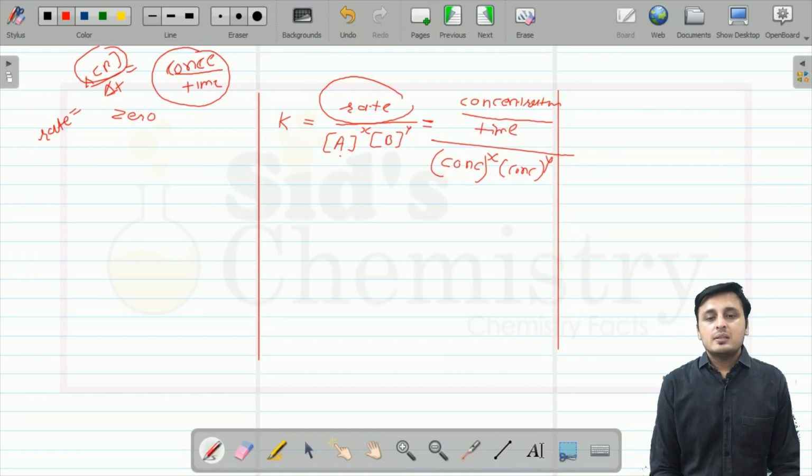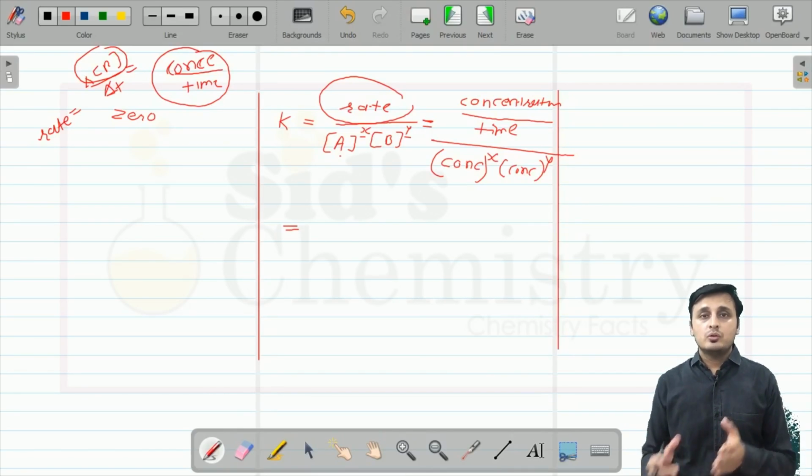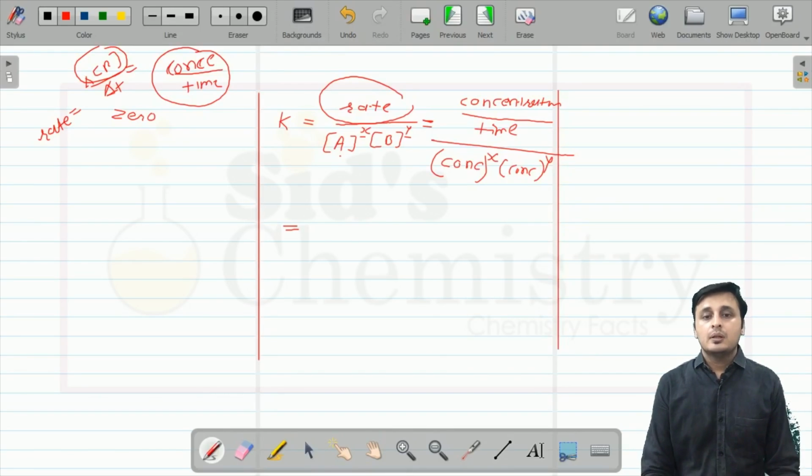Now we have this formula, and if we convert it for zero order, we must take the x value and y value as 0 and 0, because zero order reaction means x plus y is equal to 0. So whatever the values of x and y, when we add them, that must be 0. So to do that we definitely have to consider x and y as 0 and 0. So if we consider x and y as 0 and 0, the unit will be like this.